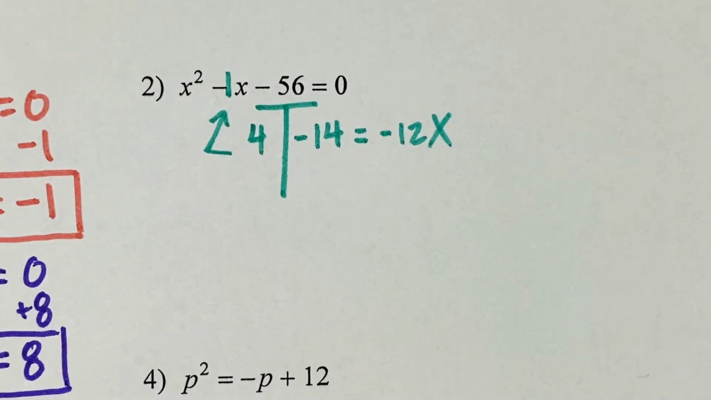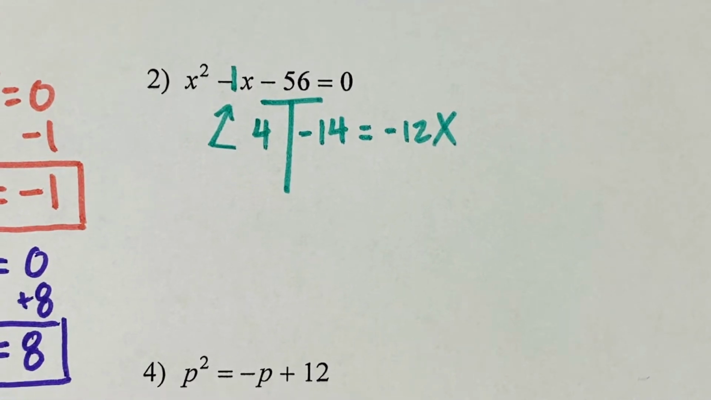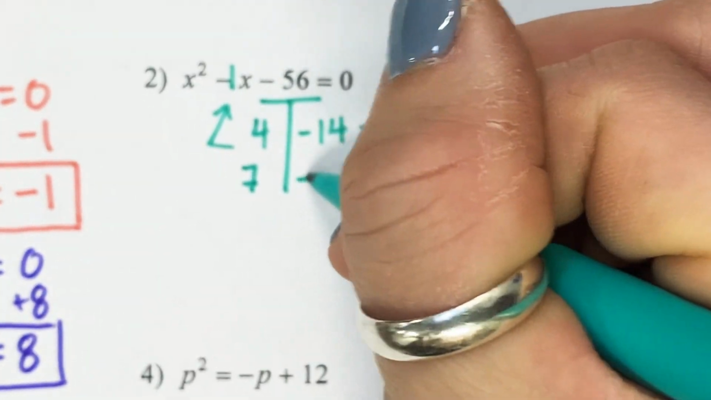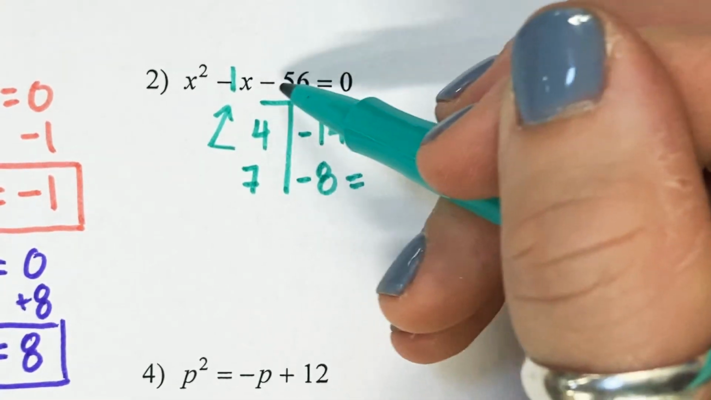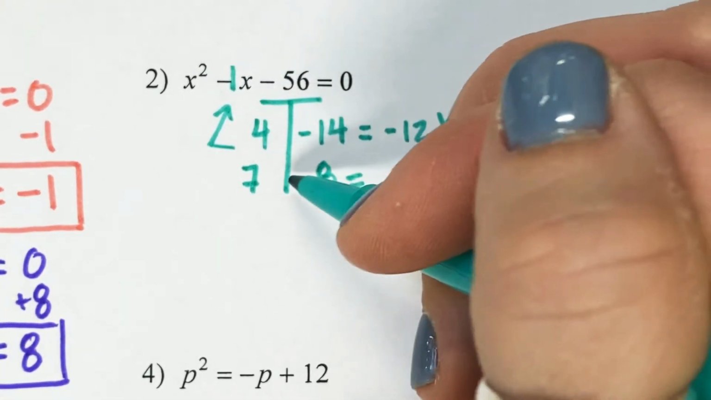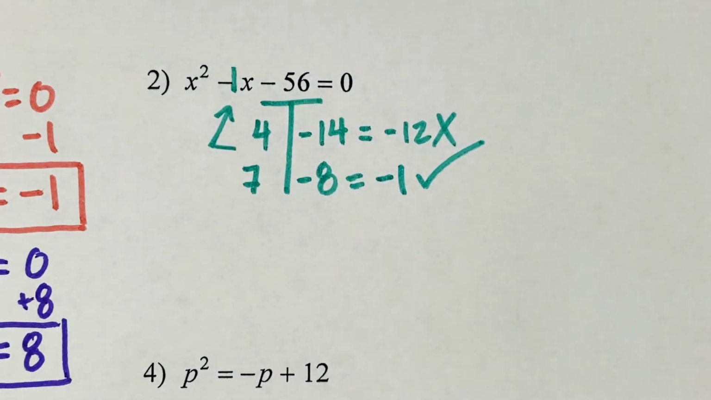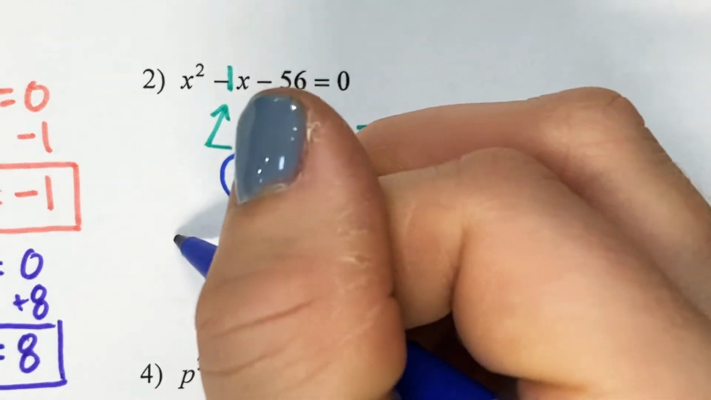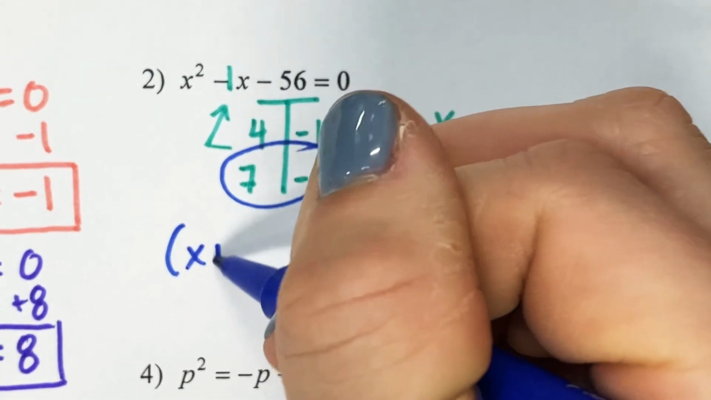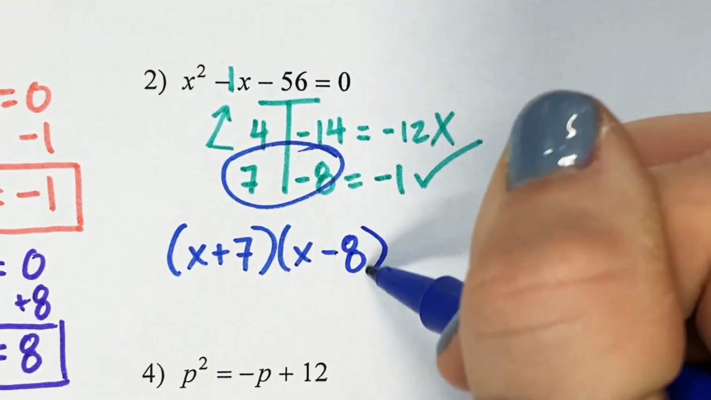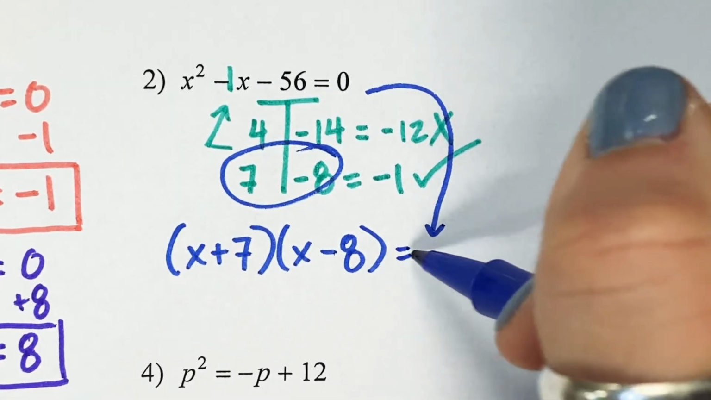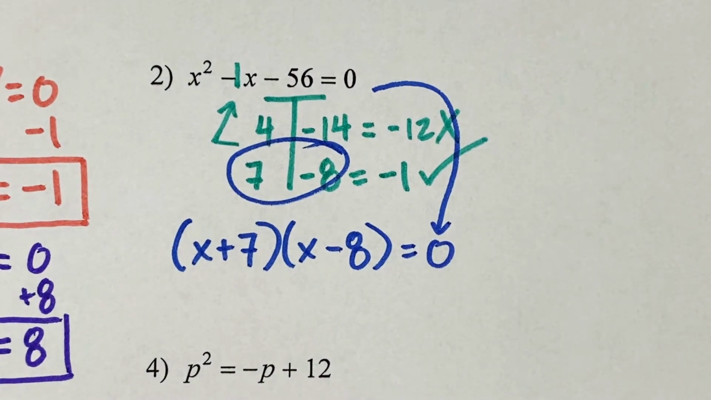Okay, what about 56 and 7? Okay, maybe 7 times -8. Okay, remember one always has to be positive, one is negative to give us that negative. 7 minus 8 is -1. Oh, yay, we got it. Okay, so we found our two numbers, which means it's x plus 7 for +7, x minus 8 for -8, and we bring down our 0, so we can set them equal to that 0 and solve.